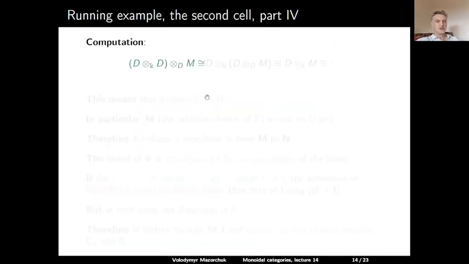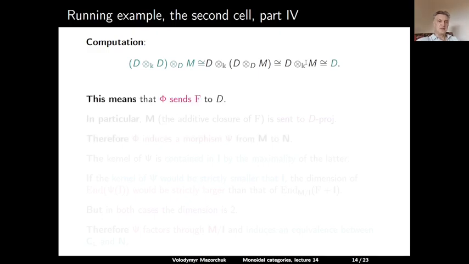Let's do the following computation. Let's take the projective bimodule D tensor_K D and tensor it over D with M. We can move the brackets to the right-hand side, so we get D tensor over K with (D tensor over D with M). D tensor over D with M is of course M, so we get D tensor over K with M. But M is a simple module, it's one-dimensional, so it's just K as a K-module, so as a left module, this is isomorphic to D. So this means that our functor phi sends the object F to the indecomposable projective D-module D.